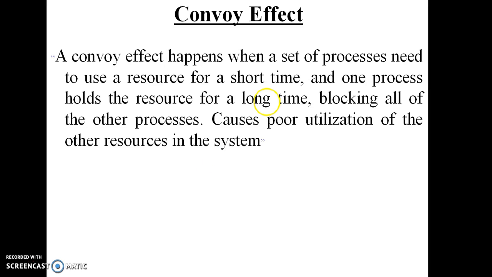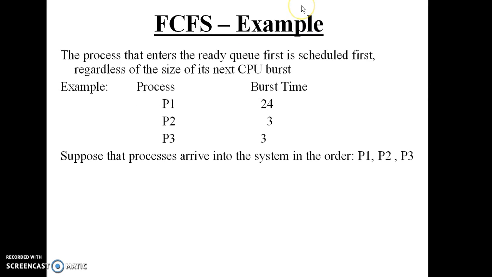Another problem in FCFS is what is called the convoy effect. Convoy effect means we have a set of processes that need the resources for a very short time, but there is one process which holds the resource for a long time. This blocks all the other processes, causing poor utilization of the other resources in the system. So this is the convoy effect caused by the FCFS algorithm.